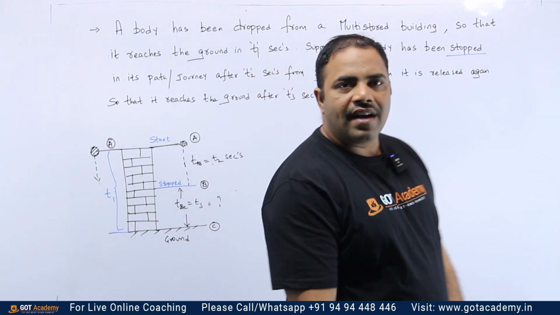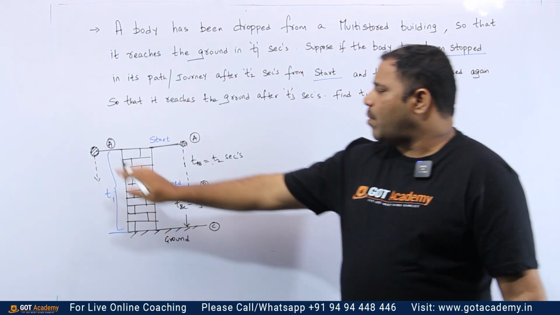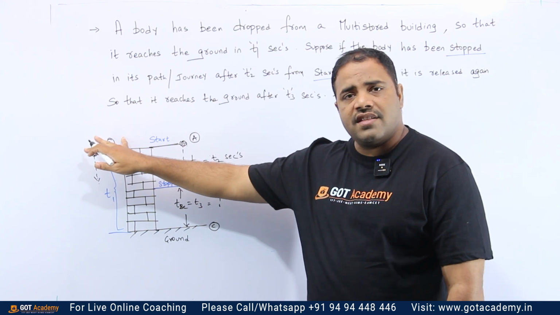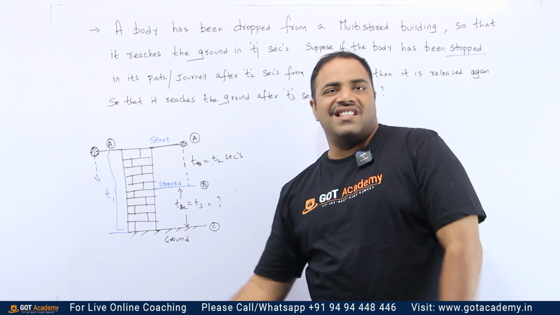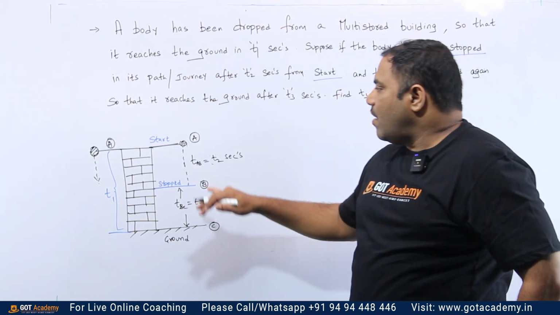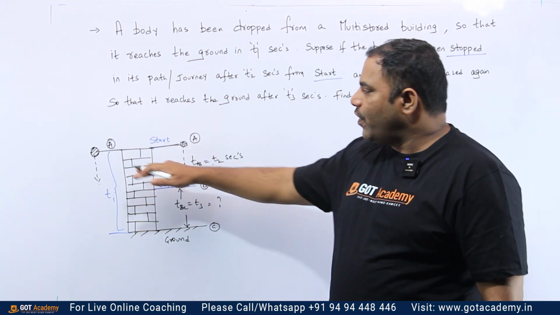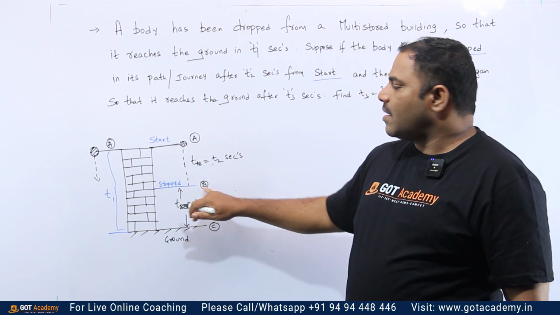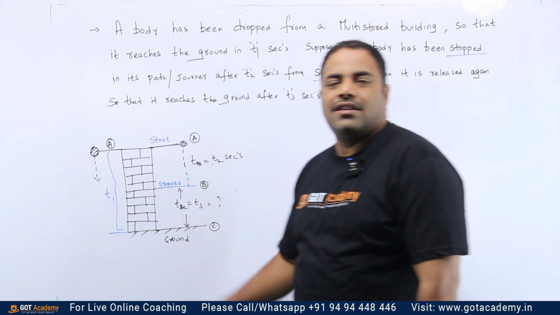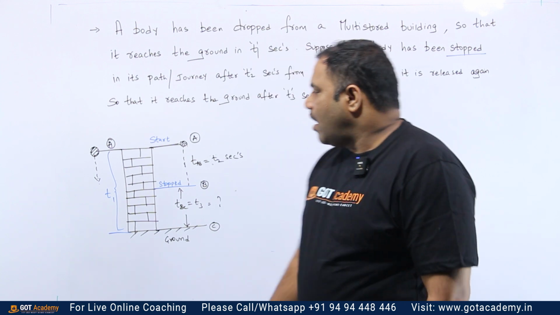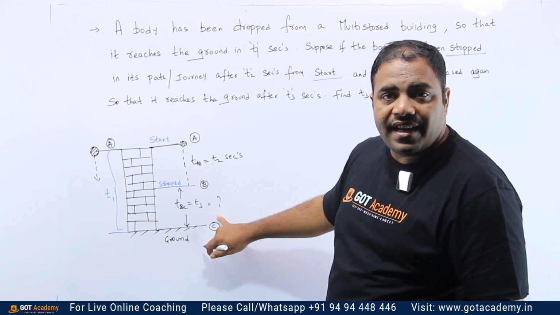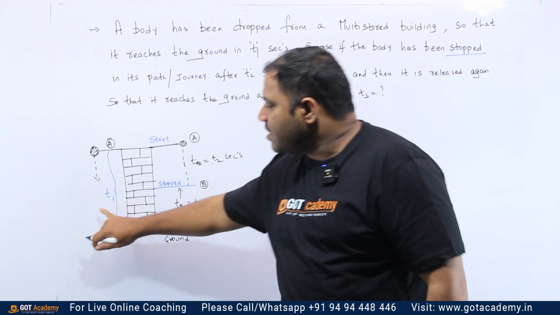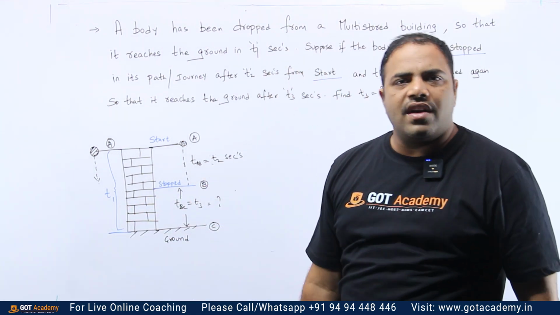My dear children, understood? Initially there is a body. If it has been dropped freely, let us assume that the time taken is t1 to reach the ground. The second case is that instead of free journey, suppose some person is catching it or stopping its journey after t2 seconds, and then again it has been released, so that the time taken is t3. So what is the relationship between t1, t2 and t3? This is the question.